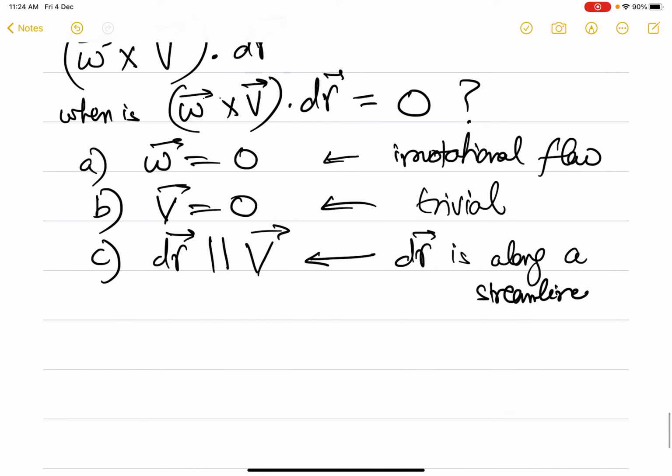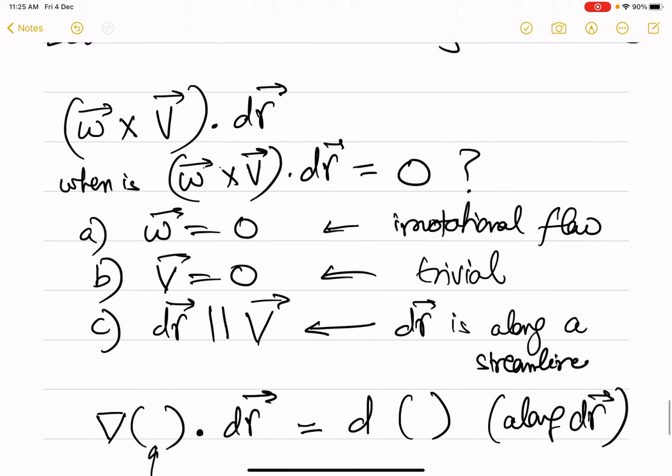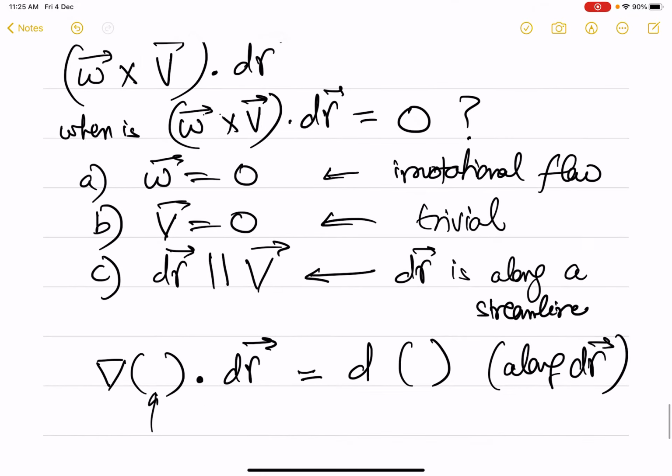The second thing we would like to see is if we have grad of any quantity dotted with dr, what does this mean? This gives you the total change of this quantity along dr. That is the physical meaning of gradient of some quantity dotted with dr. It tells you the rate of change of this quantity, grad of which is being taken, how that is changing along this dr. So now, having seen these two interpretations, let us see the case.